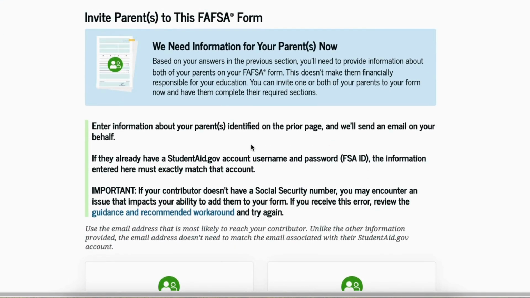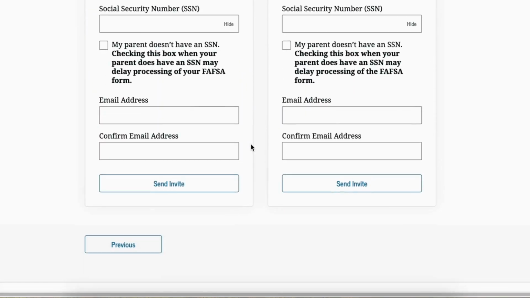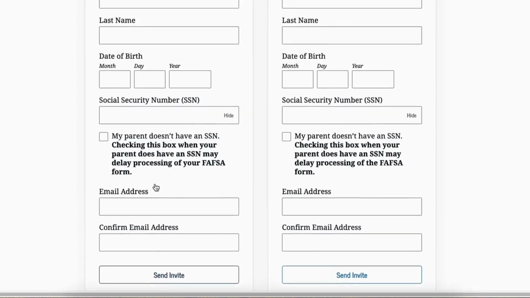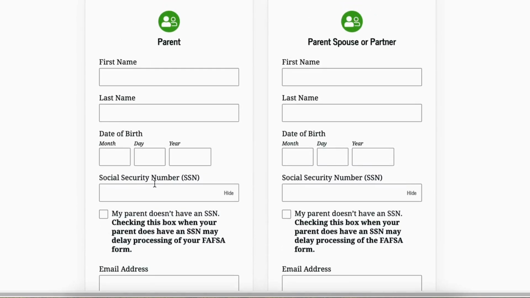This is where we have to invite parents to the FAFSA. It is very important that when you get to this step, both parents, if you have to put both in, already have an FSA ID, because once we put in this information, it sends an invite to that parent. So keep that in mind. This is really important because once you pass this, you can't come back. You might have to delete your FAFSA and start over.